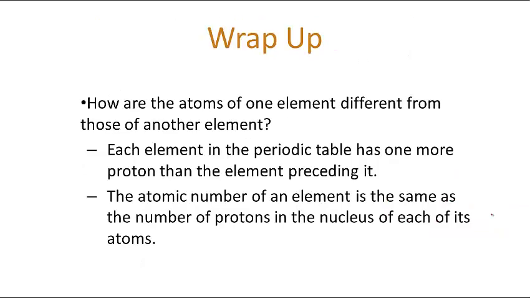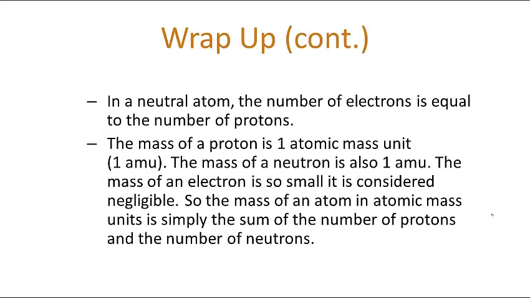So, wrapping up, how are the atoms of one element different from those of another? Each element has one more proton than the element preceding it, but that doesn't really answer our question. That just tells us a little bit about the organization of the periodic table. The atomic number of an element is the same as the number of protons in the nucleus of each of its atoms, but atoms of one element can have a different number of neutrons, which will be coming up in a future slide.